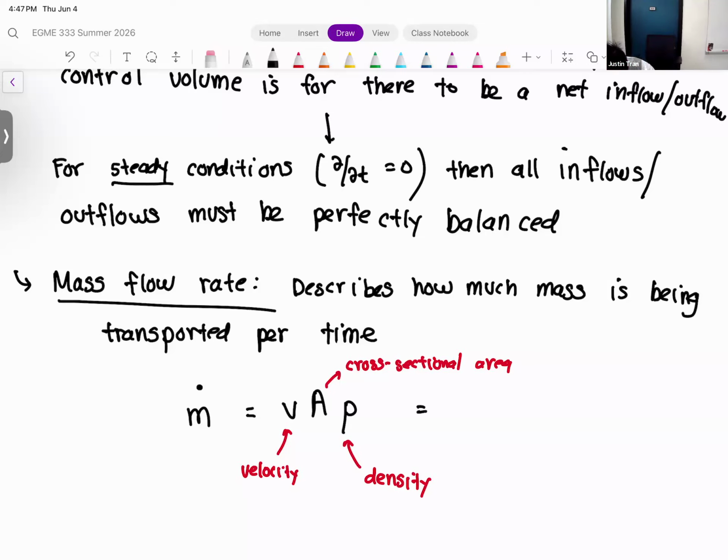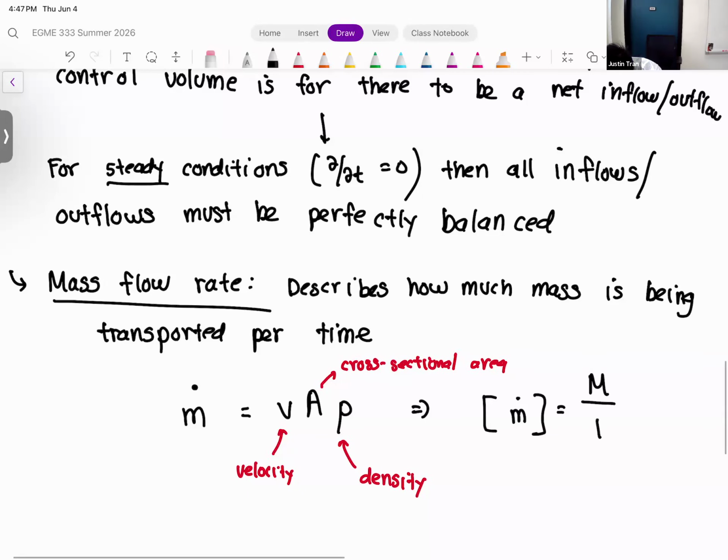And so if you look at the dimensions of the mass flow rate, that's equal to mass over time. Or if you want to look at its SI units, the traditional SI units for mass flow rate is kilograms per second. And in these problems, we'll either be computing mass flow rate or it's something that will be given to us in the problem as a parameter.